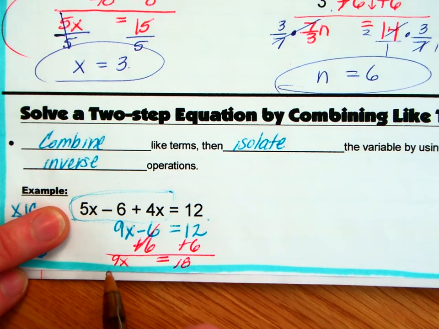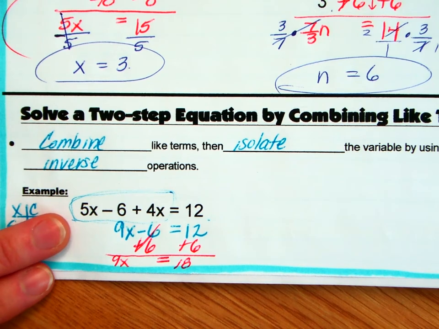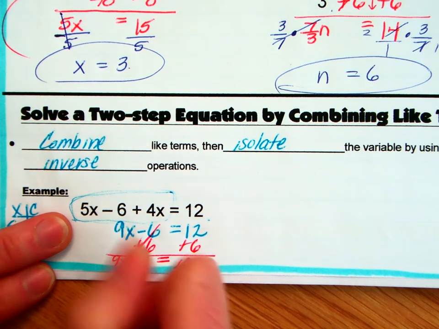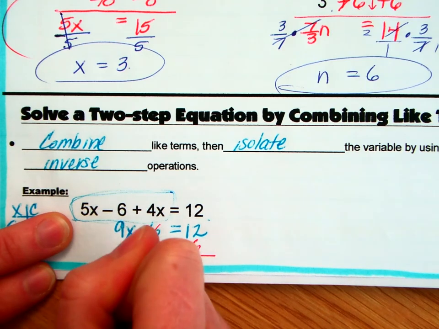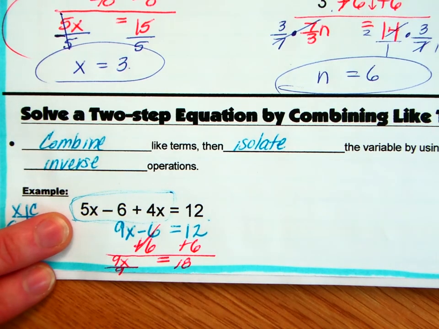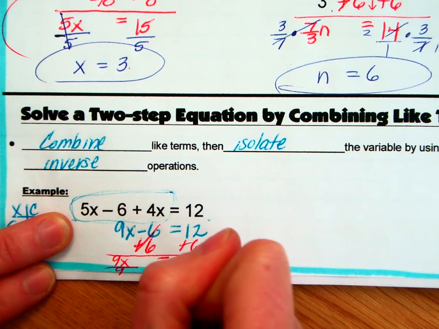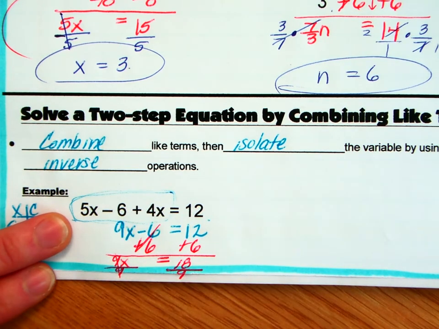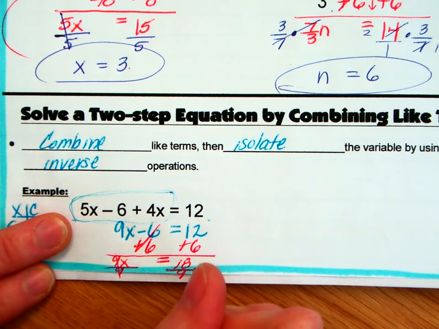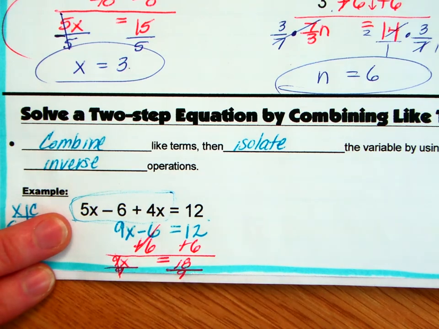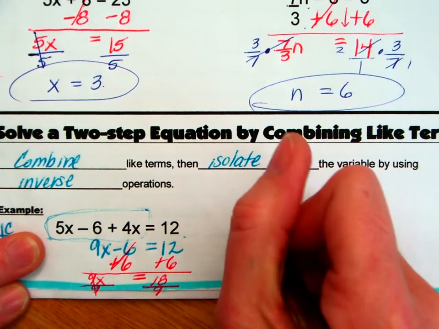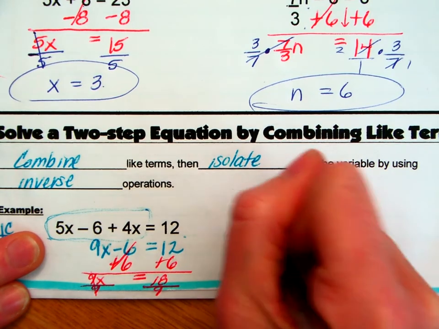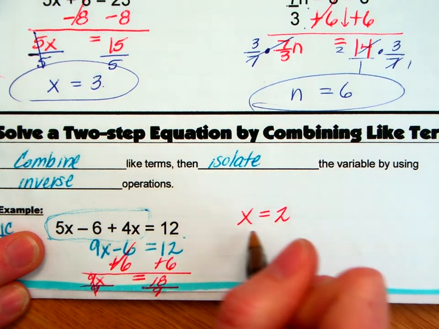Now the question asks, 9 times what equals 18? The proper way to do it algebraically is to divide both sides by 9. 9 is being multiplied by x, so the opposite would be to divide. Do it to one side of the equal sign, you've got to do it to the other side. The 9 over 9 cancels out to be 1x. X is going to equal 18 divided by 9. Well, 18 divided by 9 is 2. So x will equal 2.